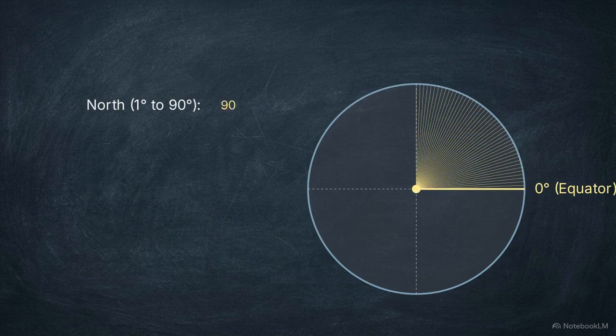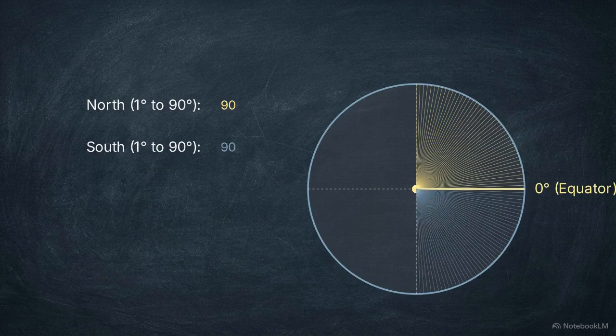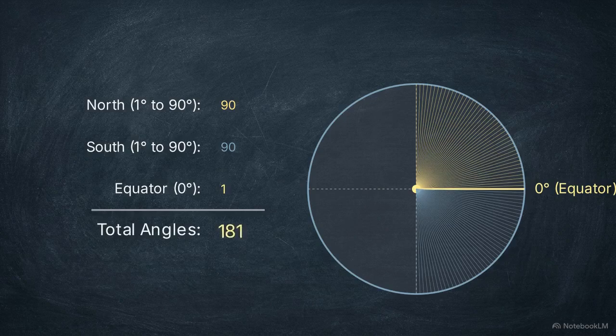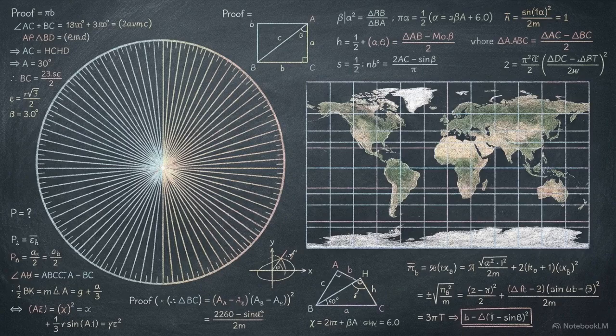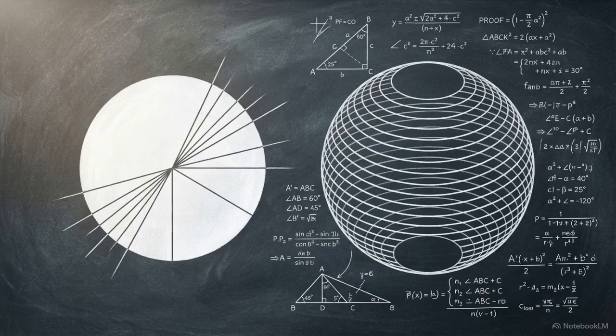We project 90 distinct angles toward the North Pole and another 90 angles toward the South Pole. Add in the 0-degree equator itself, and the Earth holds exactly 181 latitudinal angles. There is a mathematical discrepancy between these 181 discrete angles and the grids we use. Despite having 181 angular measurements, the physical globe only contains 179 actual latitudinal lines.